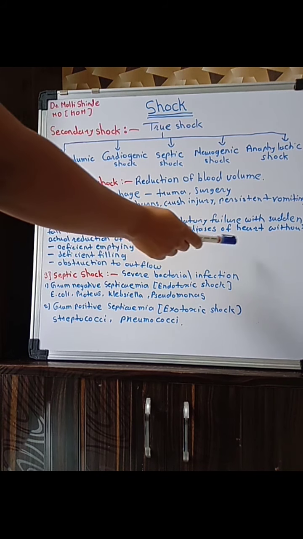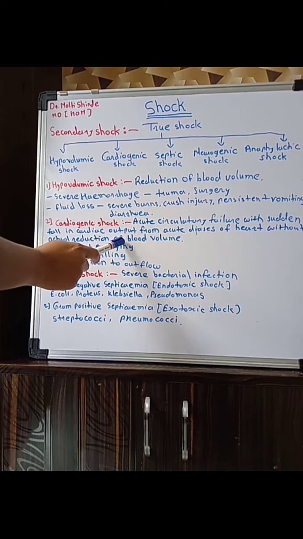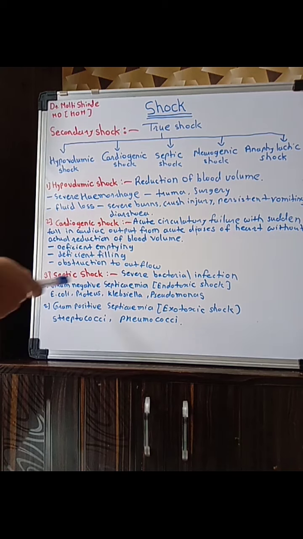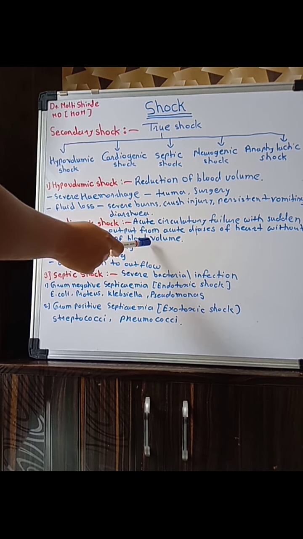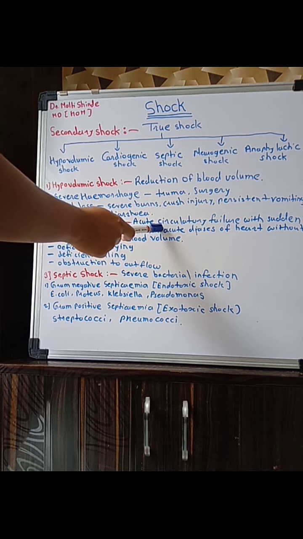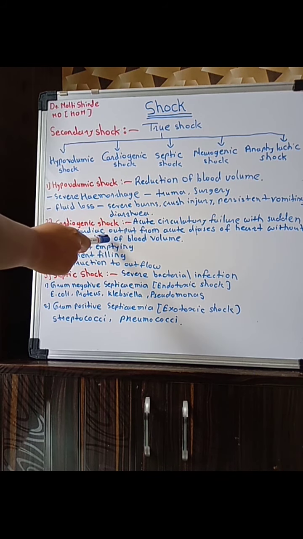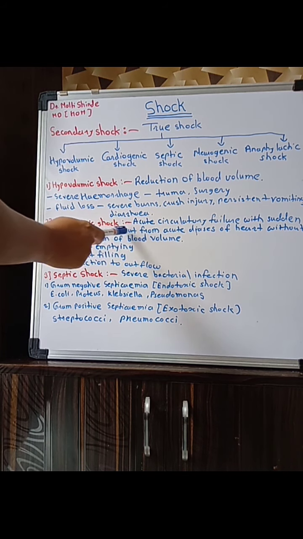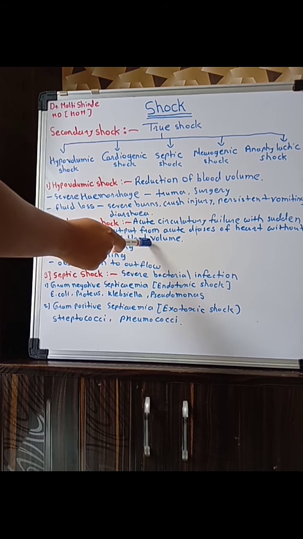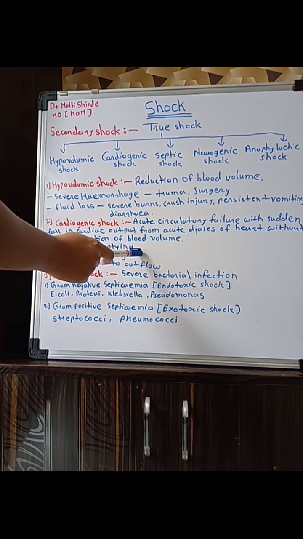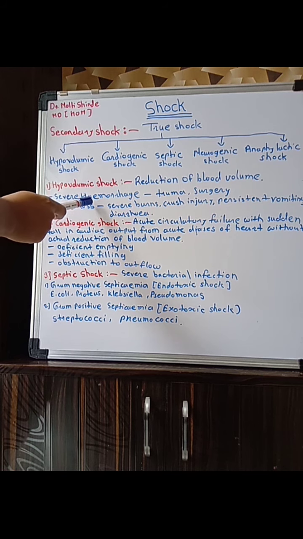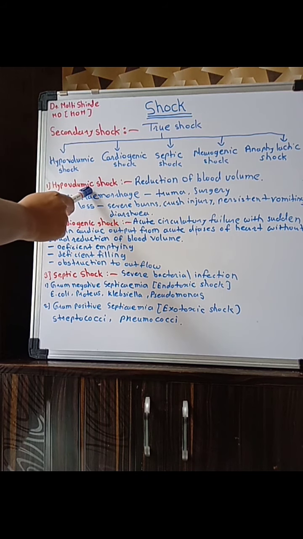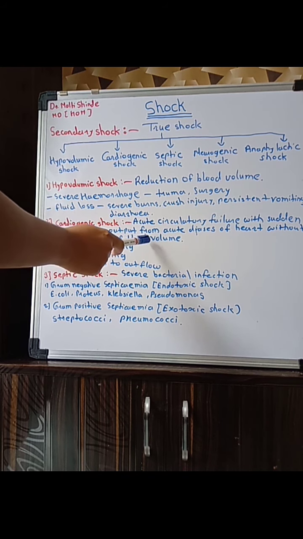But the most important point is that there is no actual reduction of blood volume. This is the main point in cardiogenic shock. In cardiogenic shock, the blood volume is normal. The actual blood volume is normal, but the heart cannot pump the blood due to some defect in the circulation. There is some circulatory failure that causes the reduction in cardiac output, but the volume of blood in the body is normal in cardiogenic shock. But in hypovolemic shock, there is a reduction of blood volume.